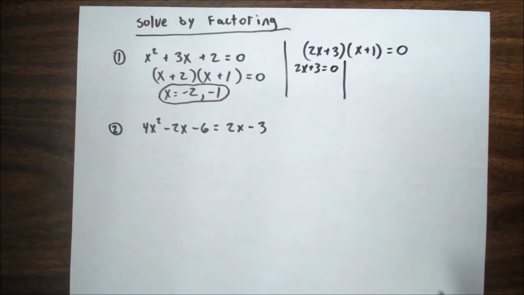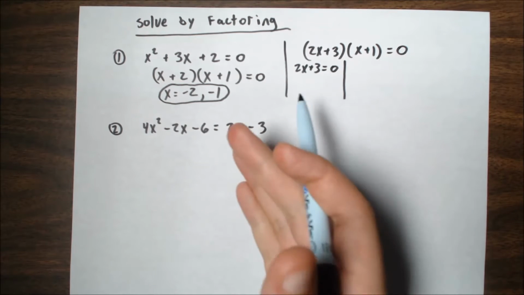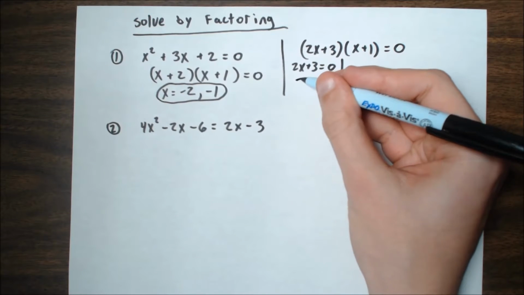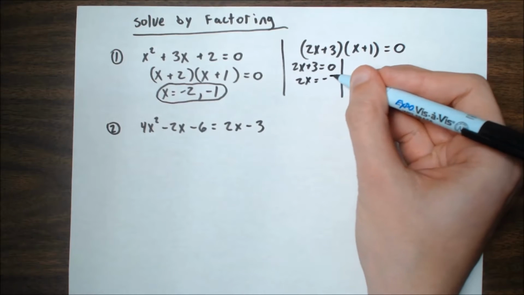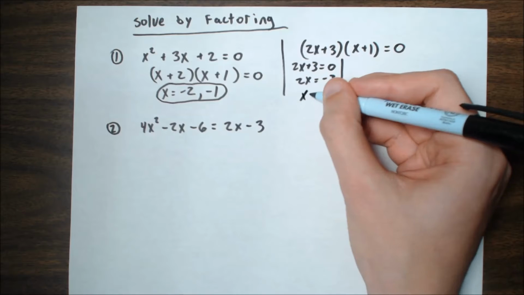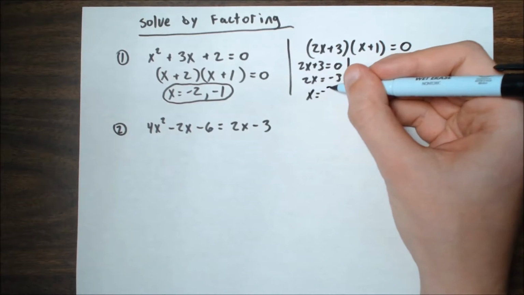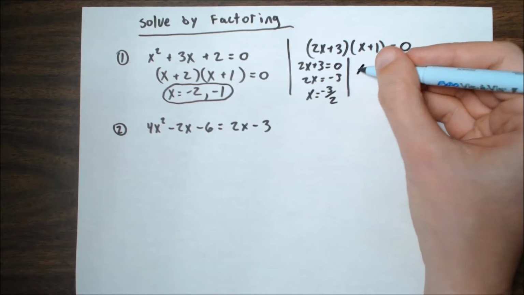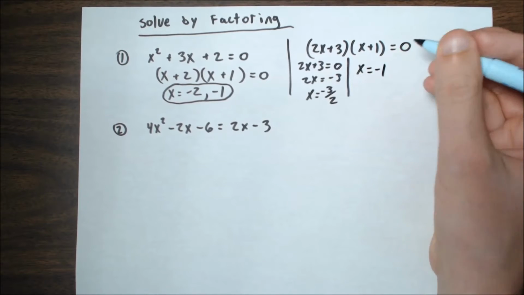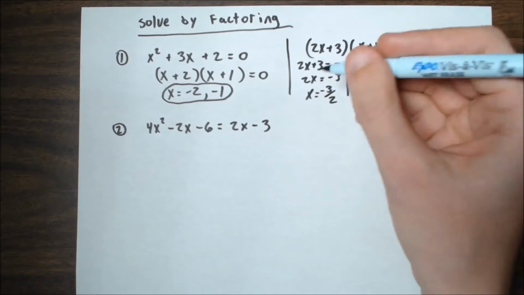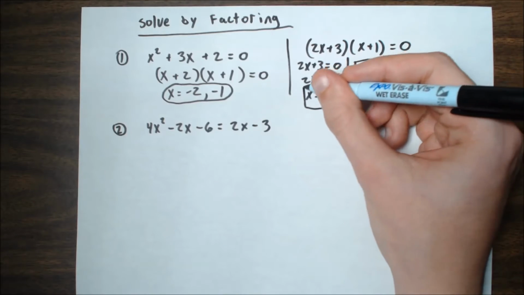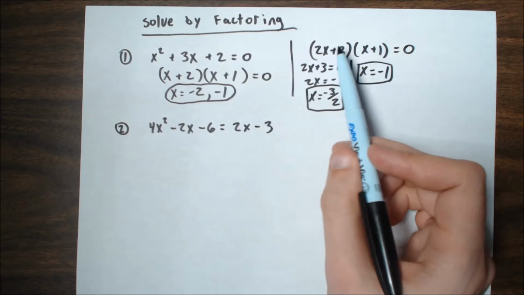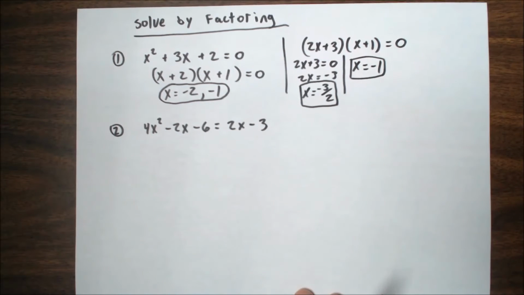If I want to know when something is equal to 0, then I can set it equal to 0 and solve that equation. So I just subtract 3 on both sides and divide by 2. And I get negative 3 halves. Okay, that'd be one of my solutions. And of course, on this side, you would get negative 1. So your solutions are negative 1 and negative 3 halves. Again, if you factored and you ended up with these factors, this is how you would solve it.